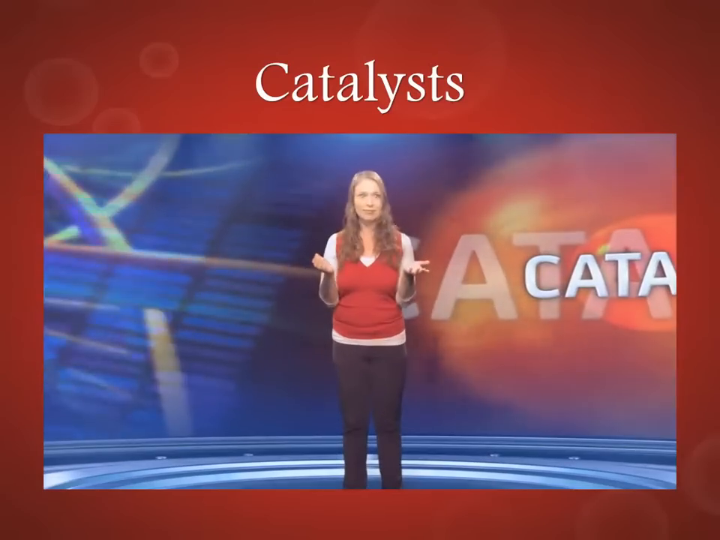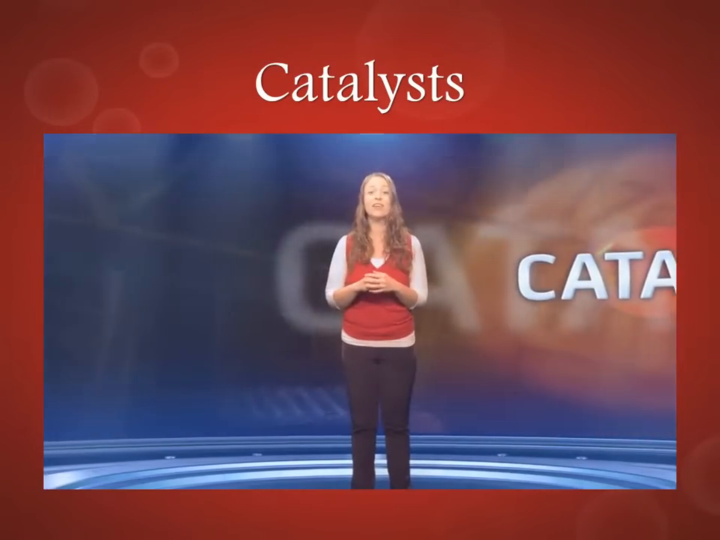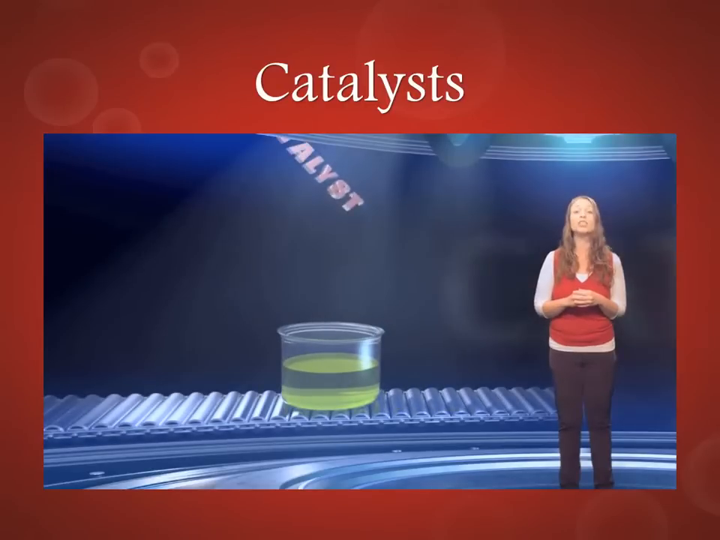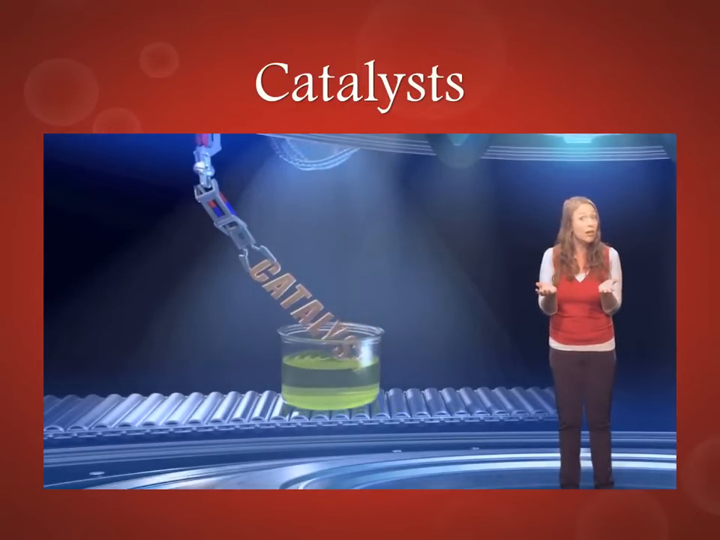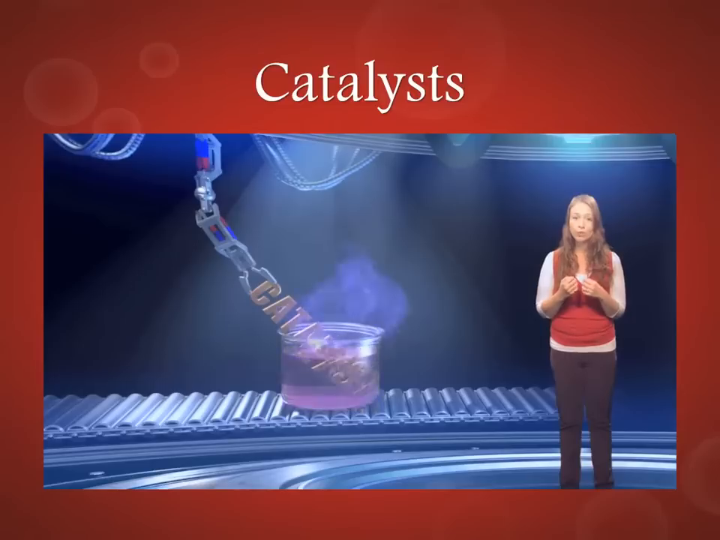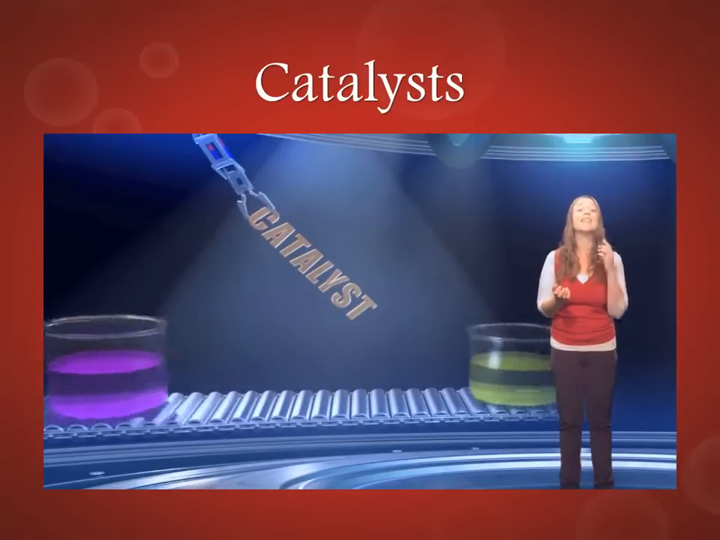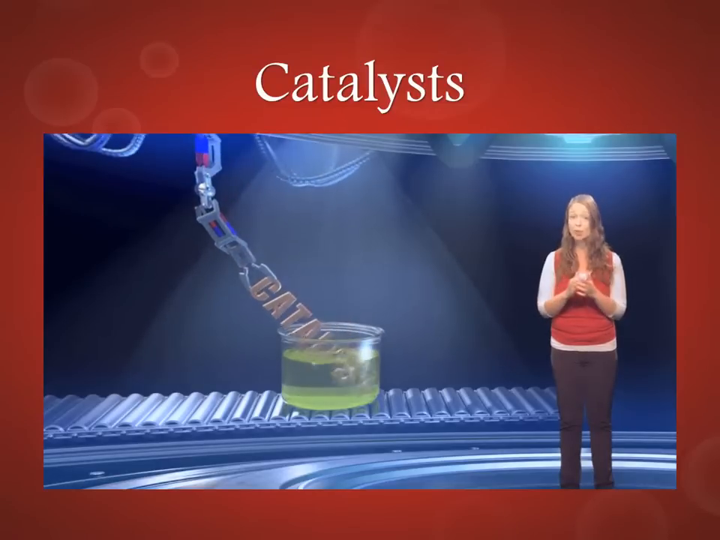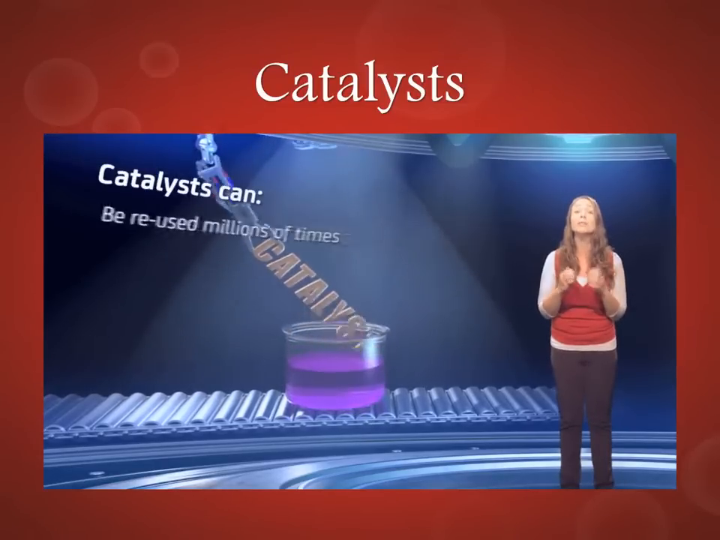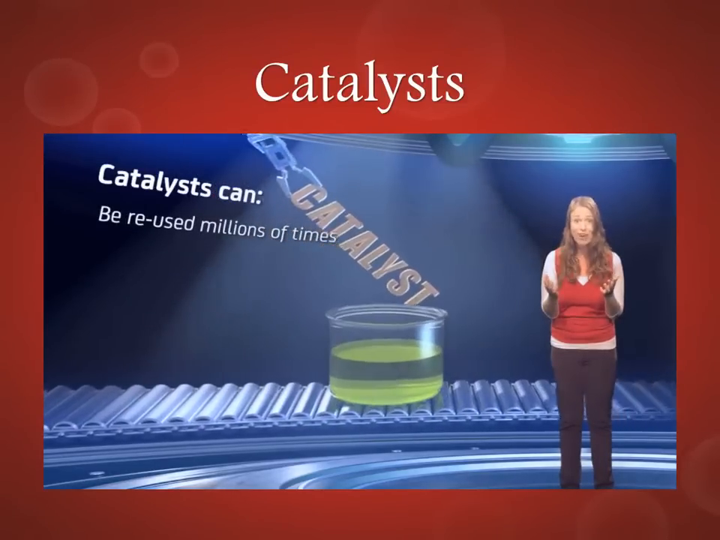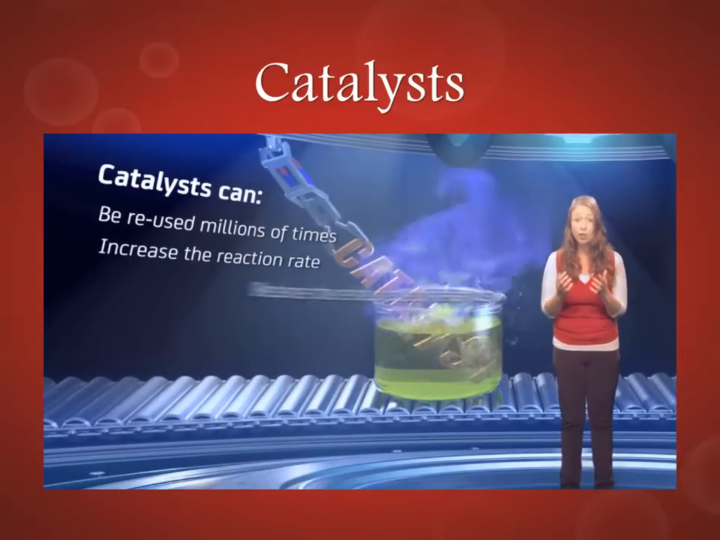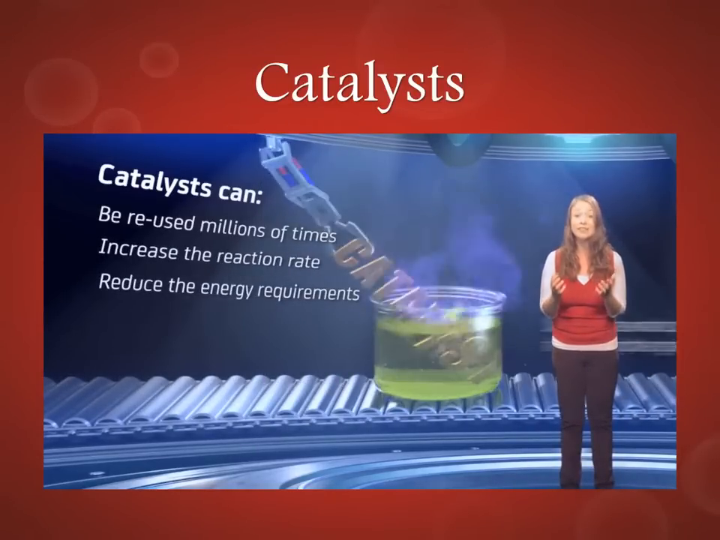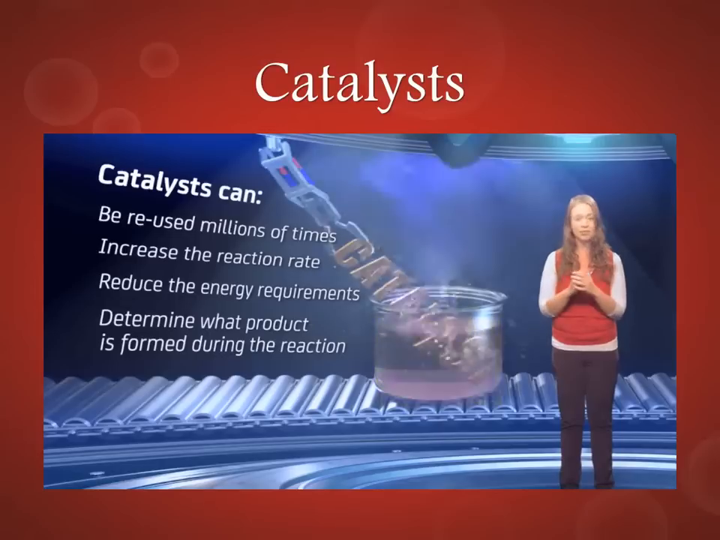Then what is it and how does it work? A catalyst is a substance which is added to a chemical reaction, changing its course and affecting its outcome. What is really important about a catalyst is that it is unchanged at the end of the chemical reaction and can be reused millions and millions of times. It can increase the reaction rate, reduce the energy required for the reaction, and even determine what product is formed.